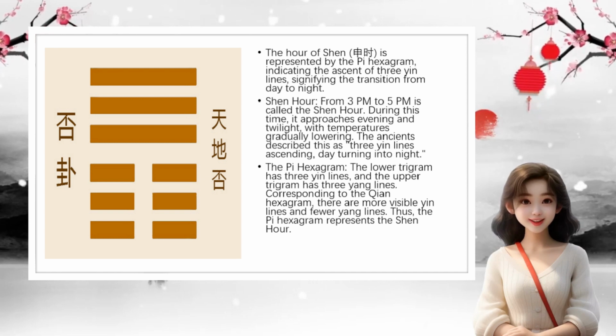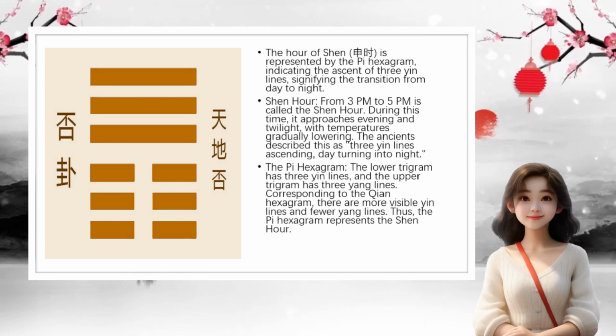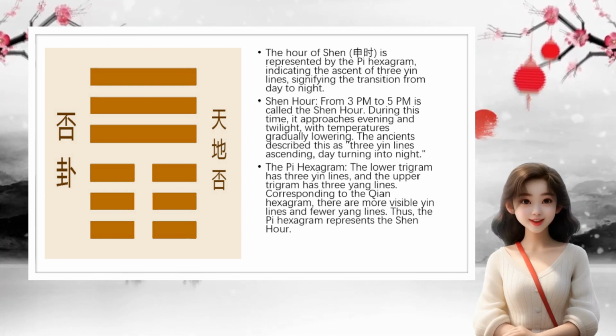The Pi hexagram. The lower trigram has 3 yin lines, and the upper trigram has 3 yang lines, corresponding to the Qian hexagram. There are more visible yin lines and fewer yang lines. Thus, the Pi hexagram represents the Shen hour.